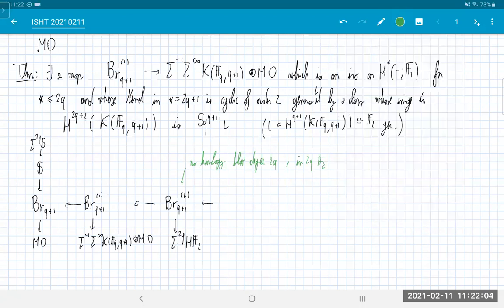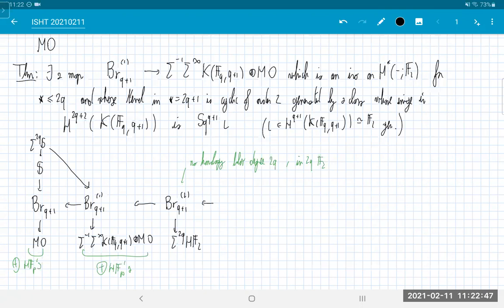Moreover, these guys are just sums of HF2s. Because remember, MO is a sum of HF2s, because we proved it, or at least we gave a sketch of the proof. And the second guy is just a bunch of HF2s tensor something, and we have seen that those too are sums of HF2s. So what this boils down to is, okay, this class, which is in Adams filtration 2, certainly lives here, because it's zero on cohomology, since it's in Adams filtration at least one.